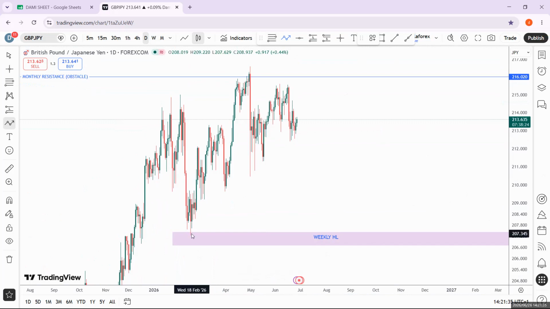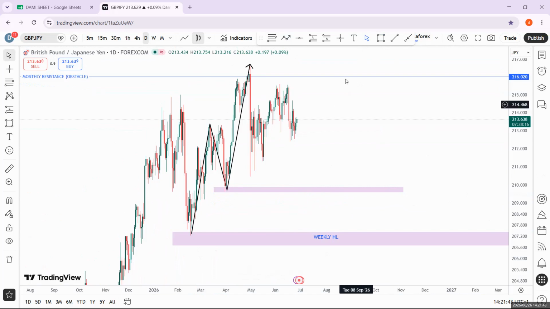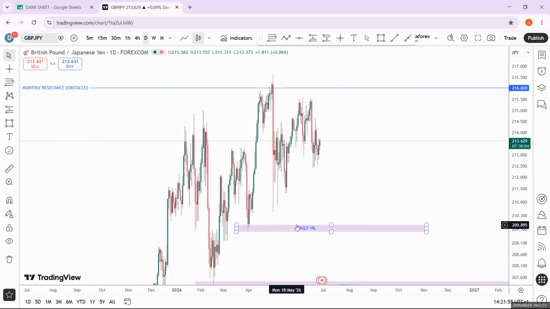So now what is going on here? From here, we saw price make push, exhaustion, and push. And this level right here is our daily higher low. Like I said, if you want a better knowledge of structure, I have a full course on that. That is going to help you. Okay, so now that we have our daily higher low, price is now trapped between the daily higher low and the monthly resistance points.